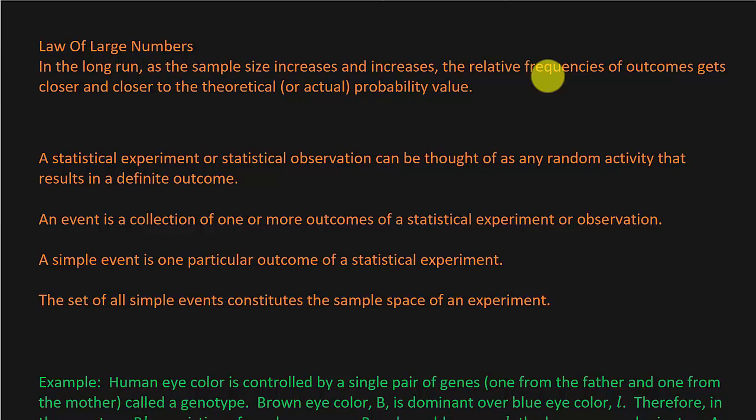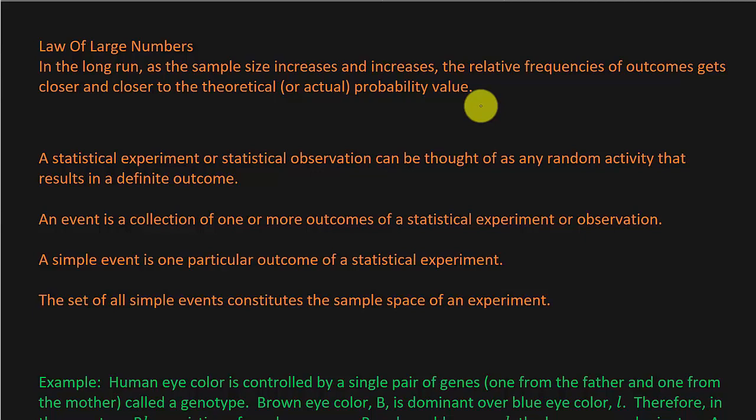All right, so now we've got the law of large numbers. All right, so it says in the long run, as the sample size increases and increases, the relative frequencies of outcomes get closer and closer to the theoretical or actual probability value. All right, so what does that mean?